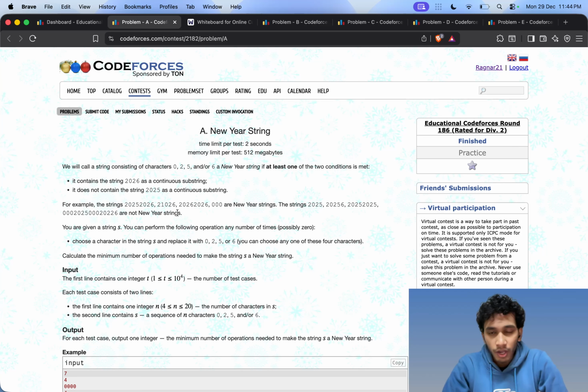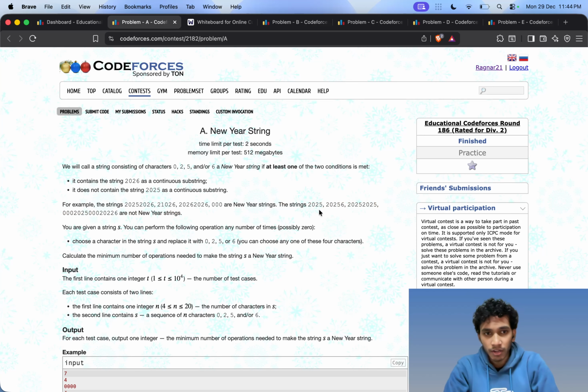Okay, so here are some examples given to us. The string 2025, 2026, that is both are present. The first condition is satisfied, so it is a New Year string. In this, neither 2025 is present nor 2026 is present. So what does this say? The first condition is not satisfied while the second is satisfied. So this is a New Year string. In the third, 2026 is present two times. We needed only one presence of 2026. So it is a New Year string. And in the fourth, again, the second condition is satisfied. That is, 2025 is not present.